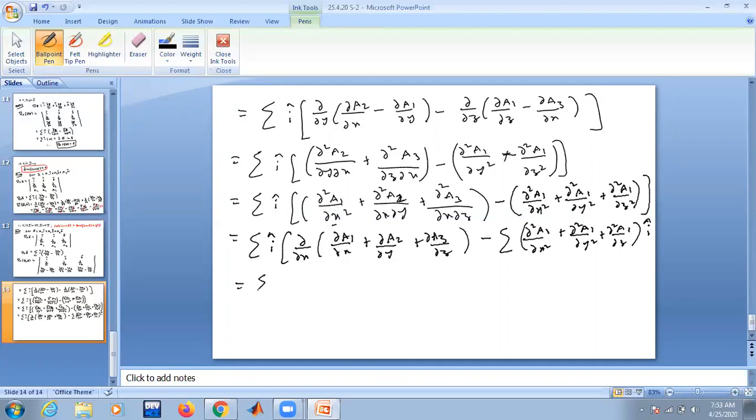Now this is sigma I bar into dou by dou x of, can you identify this expression? Dou a1 by dou x plus dou a2 by dou y plus dou a3 by dou z. First component derivative with respect to x, second component derivative with respect to y, third component derivative with respect to z. That is nothing but divergence of a bar.